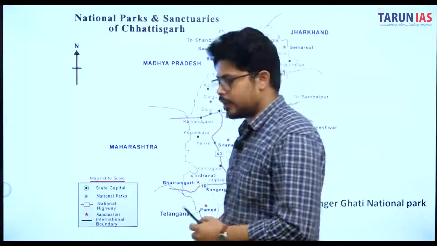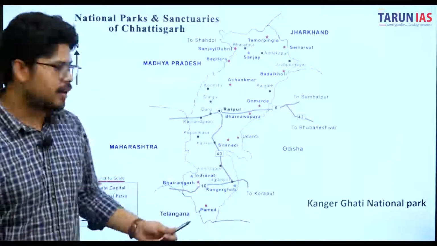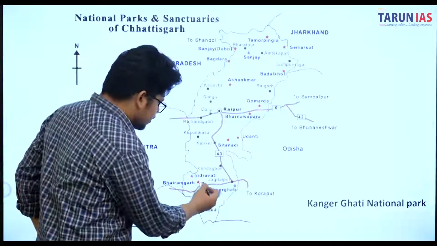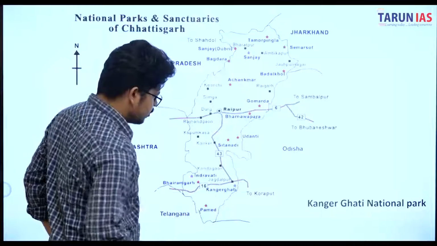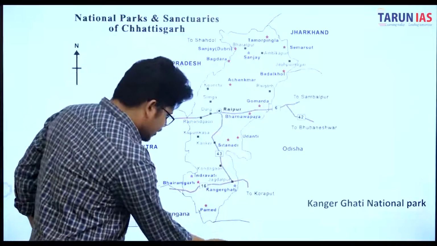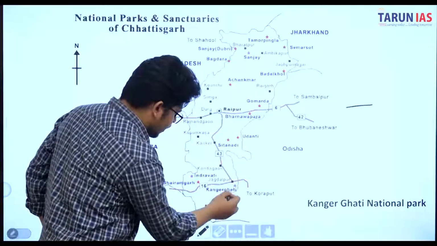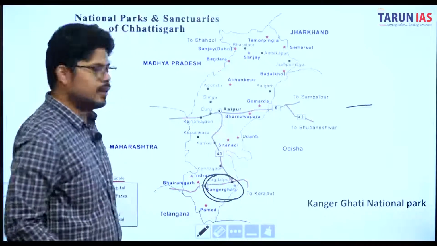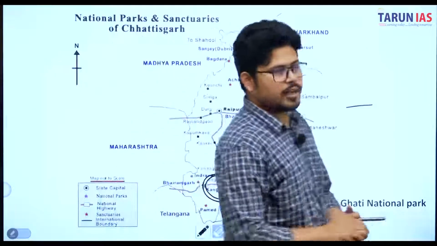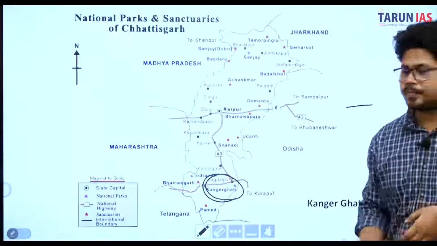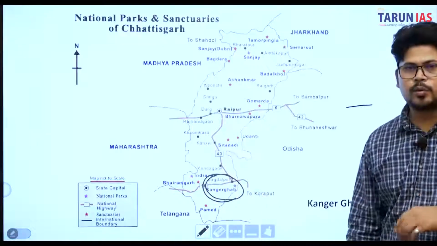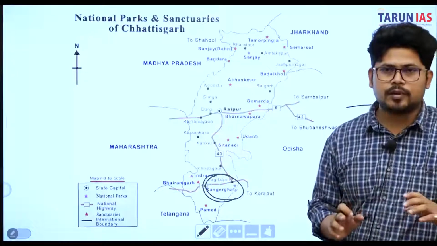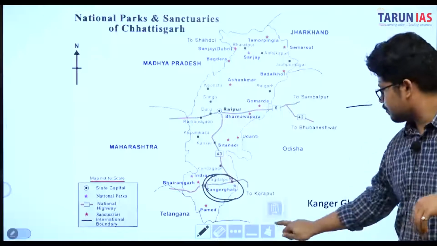Now, the national park that we are talking about is Kanergati National Park. It is important in the sense that it is on the banks of Indravati River. And as you can see here, this is Kanergati National Park, and it is on the border of Odisha. So this is important to understand. This is the map of the state of Chhattisgarh, which was erstwhile a part of Madhya Pradesh, right?